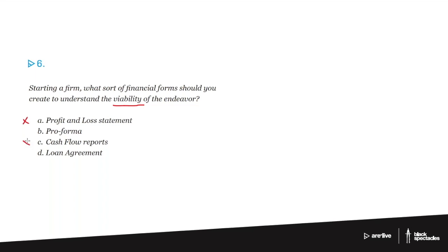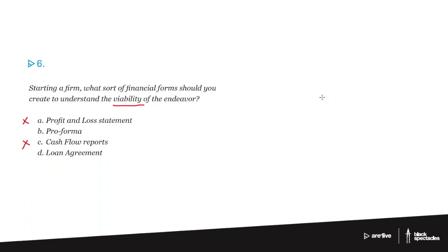Similar, a cash flow report, C, doesn't make any sense either, because a cash flow report is talking about the flow of money. That's like how much cash do we have on hand and how does it relate to the amounts of money that we're going to be paying out as we go along. So the only 2 possible ones really are B and D, a pro forma and a loan agreement.